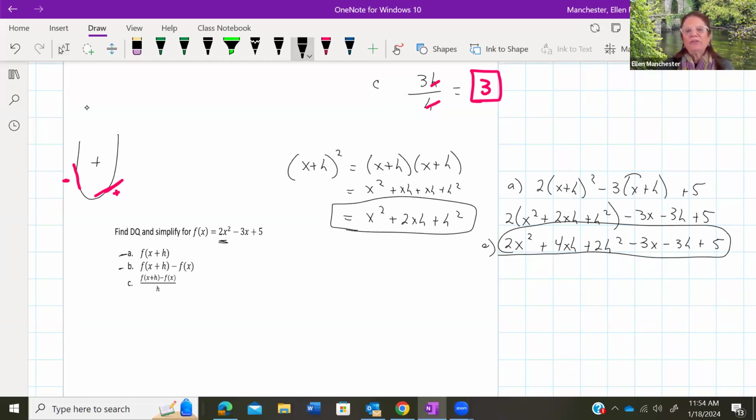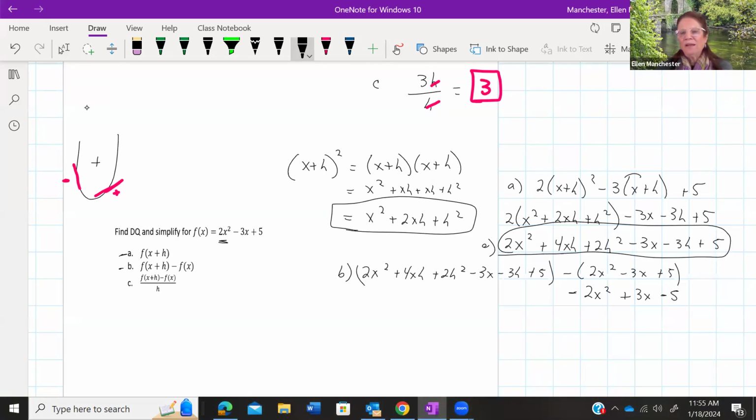Okay, so B says take what you got for A and subtract off the original function. So again, if you get anything other than terms with h, you did something wrong. Remember, you're subtracting off this whole thing. So what that means is I end up with a -2x squared, a +3x, and a -5. It just flips the sign because you're pushing that negative through everything.